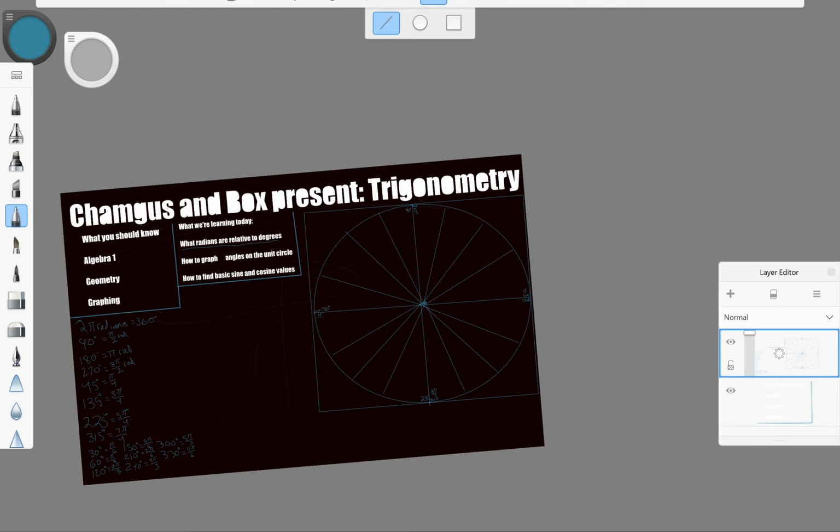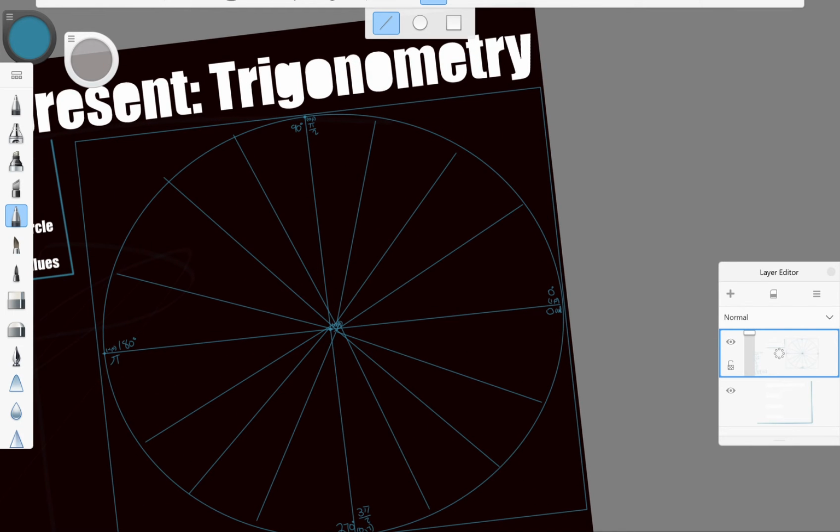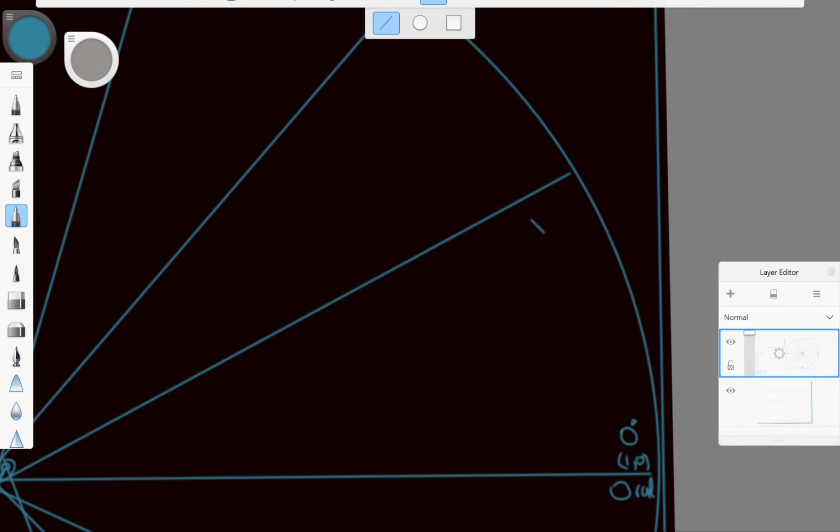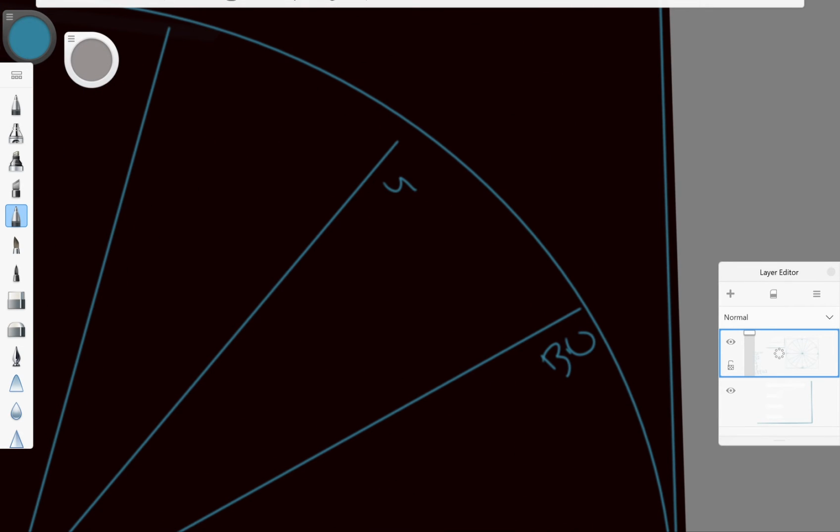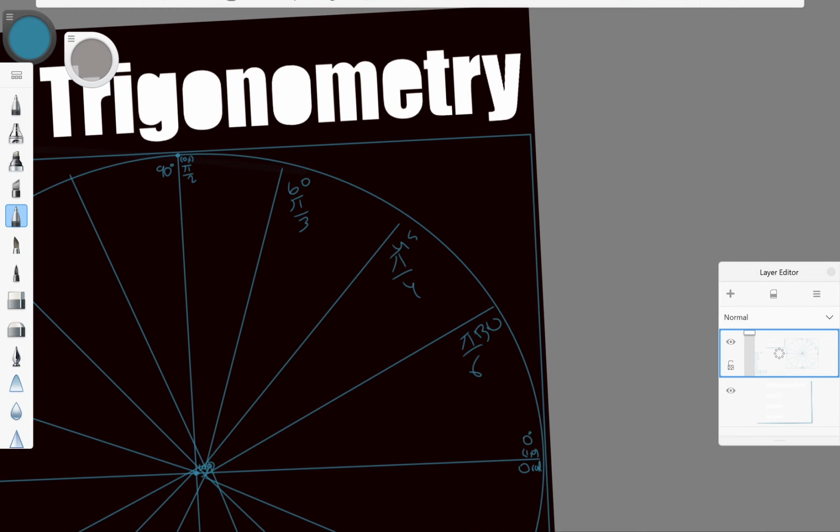Now we need to label it. This is going to be long. Here, I'm just going to label all of them. Actually, why do I need to label all of them? I'm only going to label some of them. You'll get the idea. We're only going to label the first quadrant, and when we have problems in the second quadrant, we will label those 45, 60. There we go. Everything in the first quadrant is labeled.